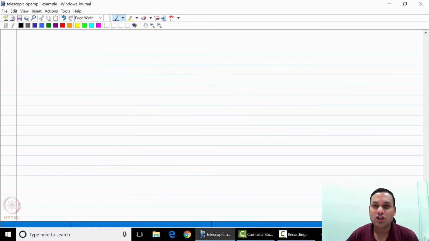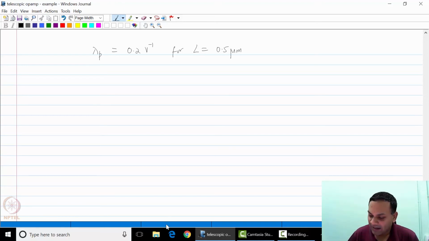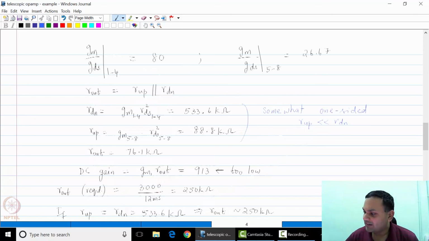Now that is given by the ratio of lambda p over lambda n. So lambda p was 0.2 volt inverse for L equals 0.5 microns. Since we wanted to double the resistance, let us look at RDS of 5 to 8 and 3 to 4. You can see that there is a factor of 2 separating these two. So we want lambda of the PMOS to also be equal to lambda of the NMOS so that you get the same RDS.